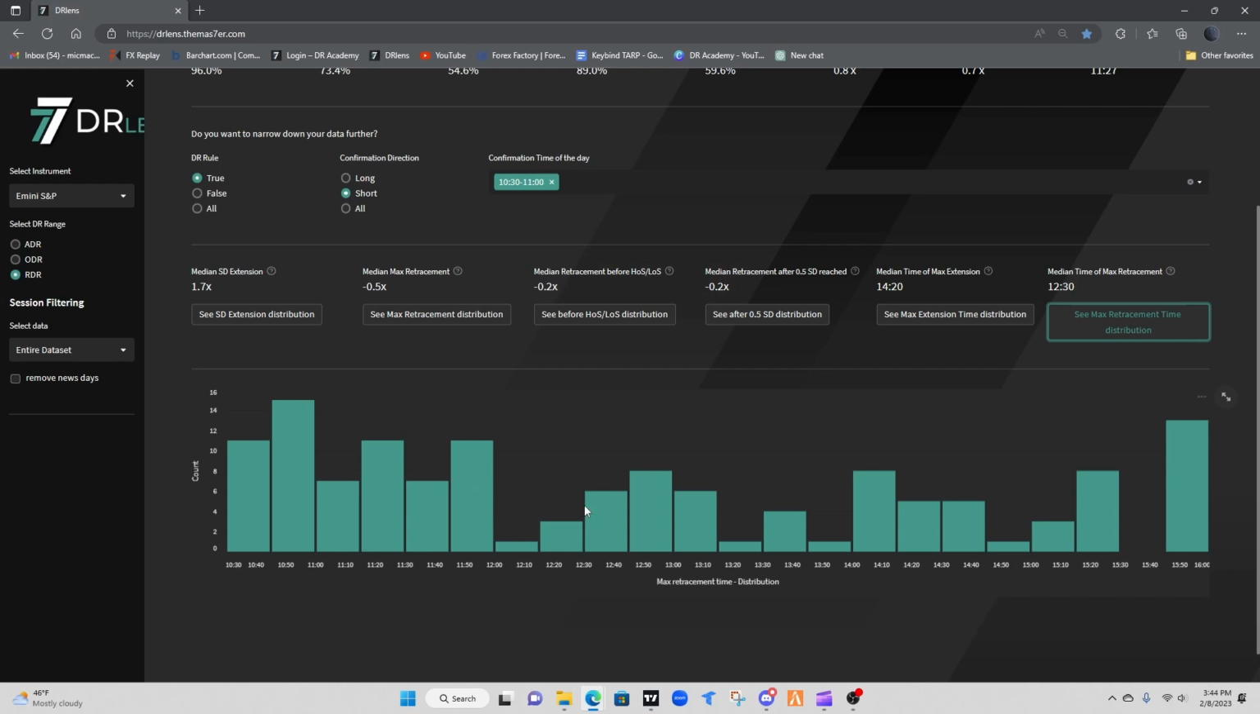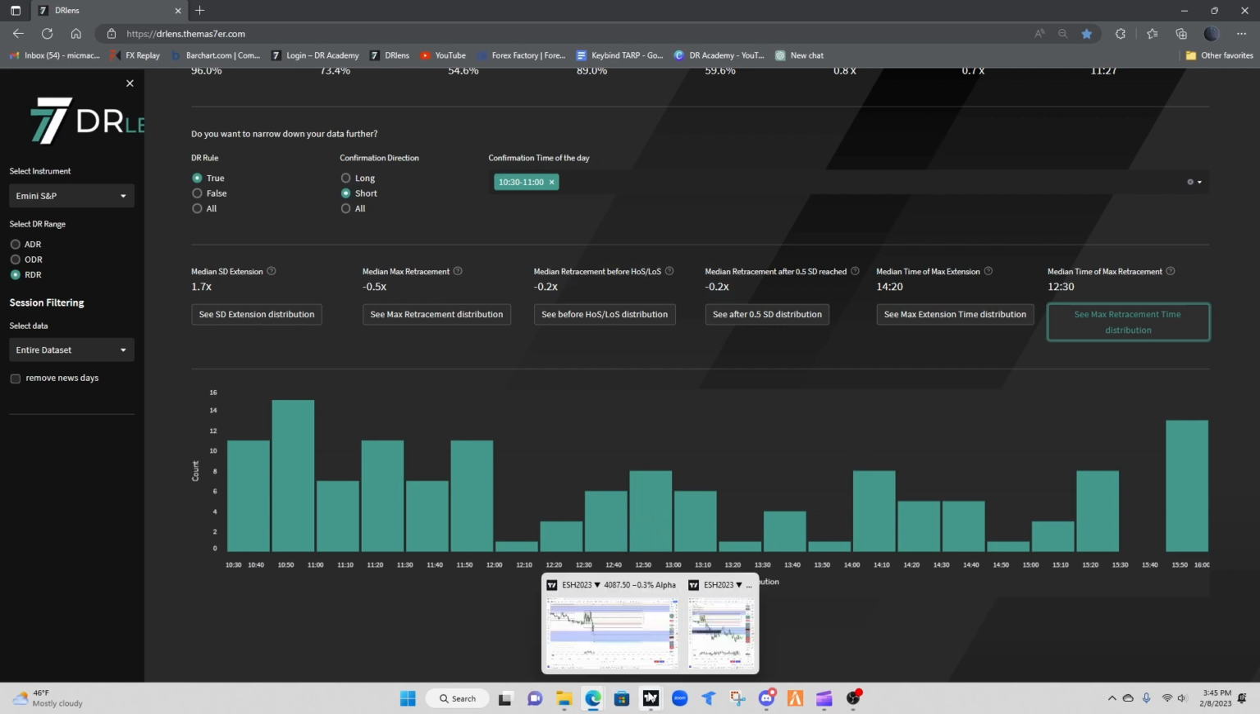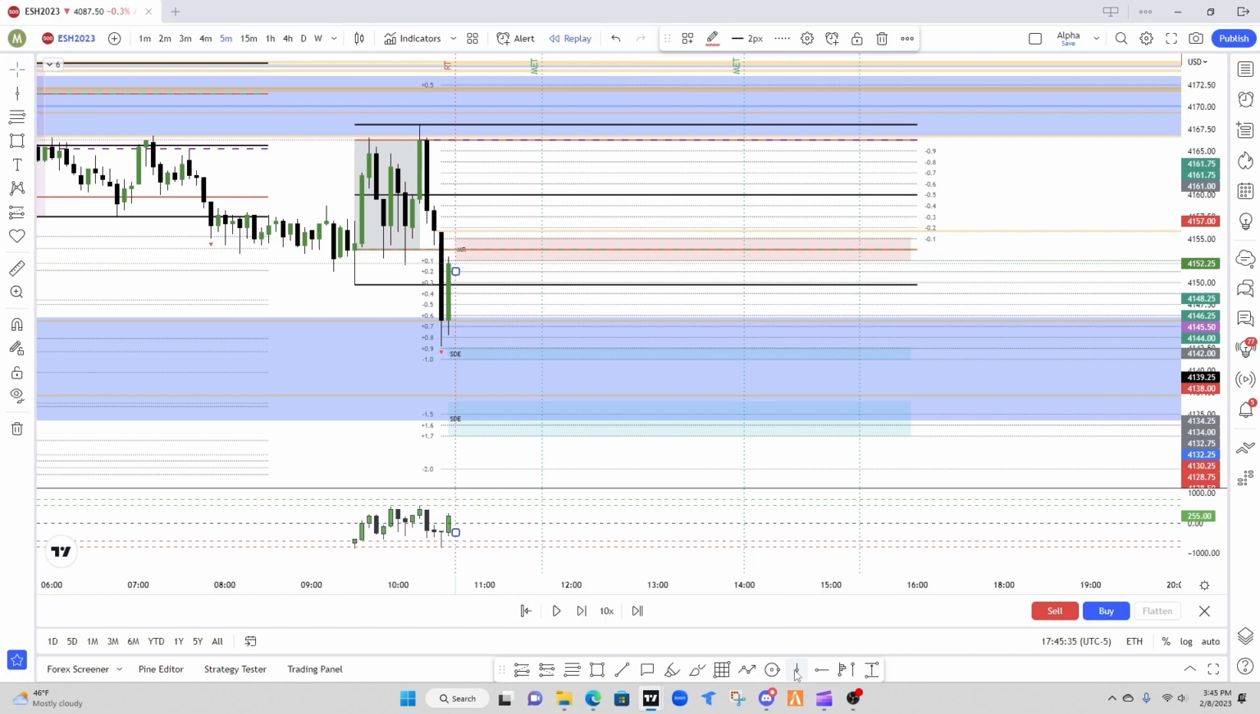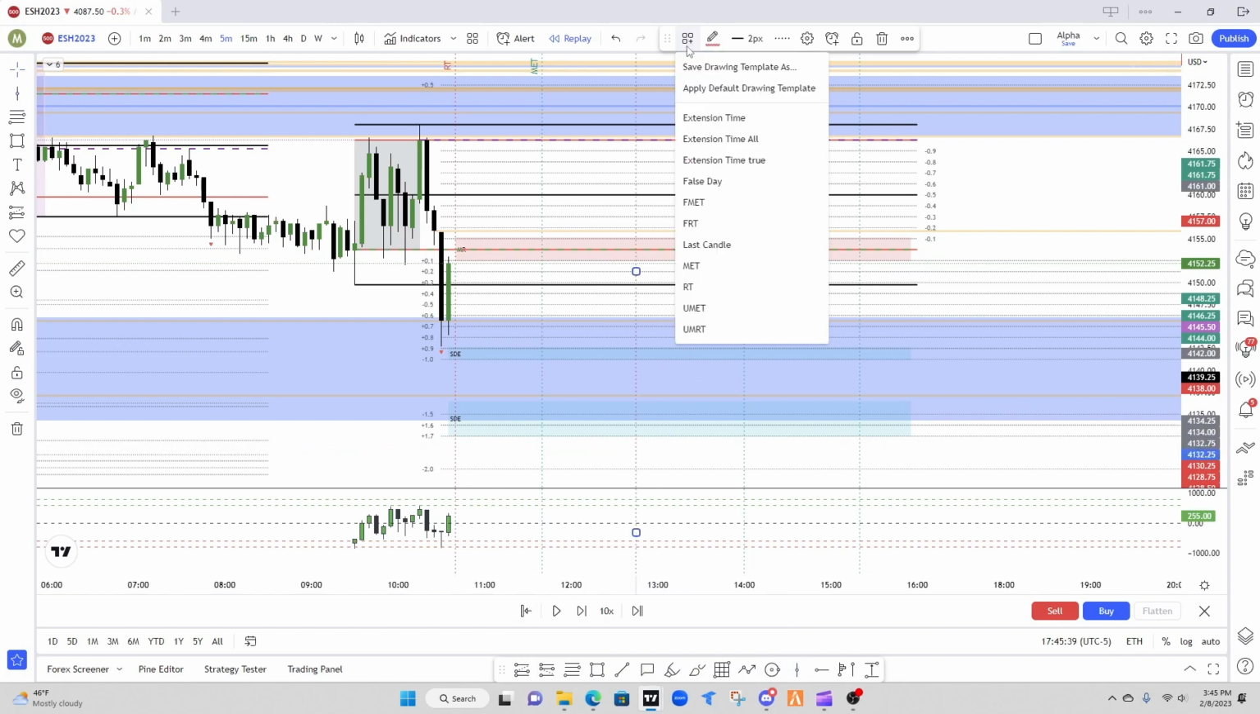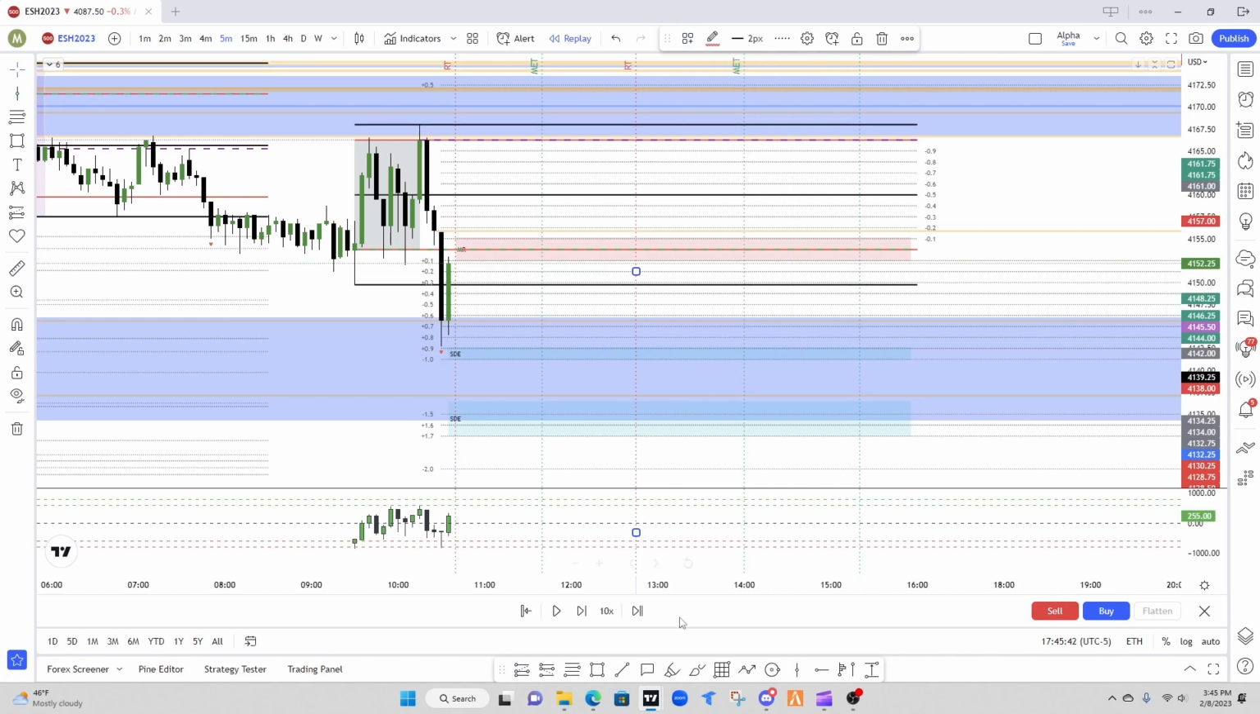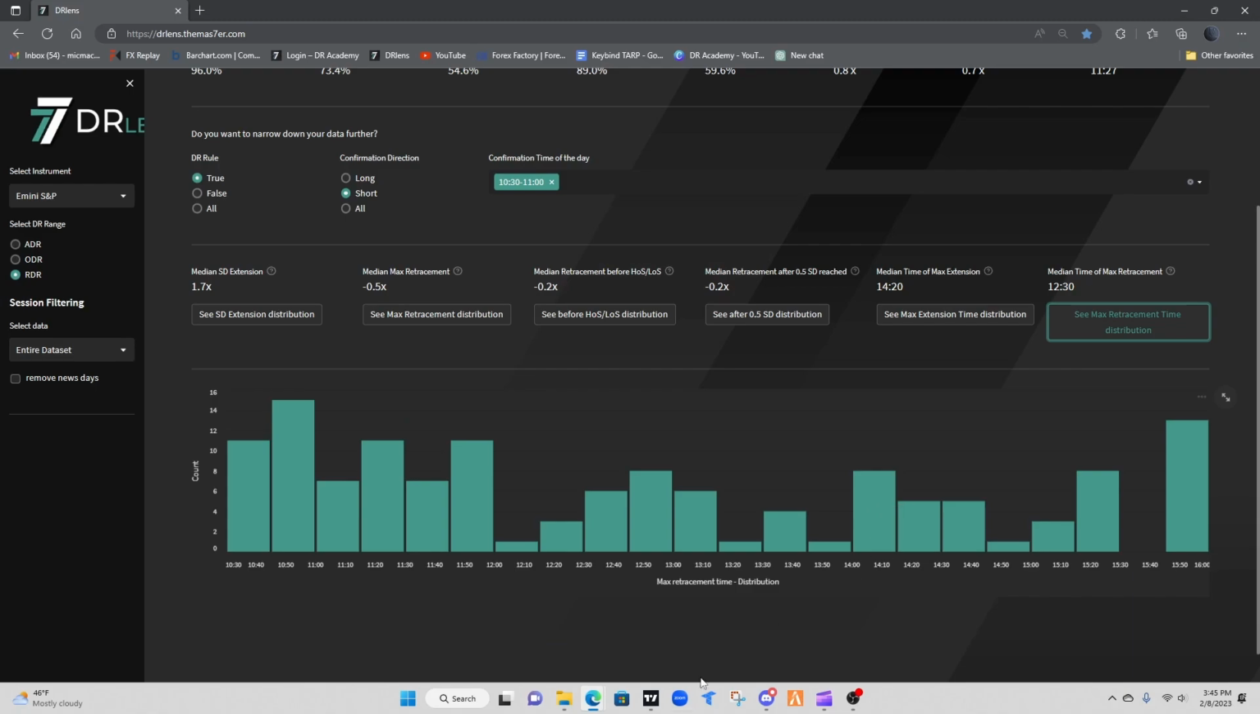We have another big retracement at 1150. Another one at 1250. Then 1400. So let's go ahead and mark out our 1245. And then our 2 o'clock.